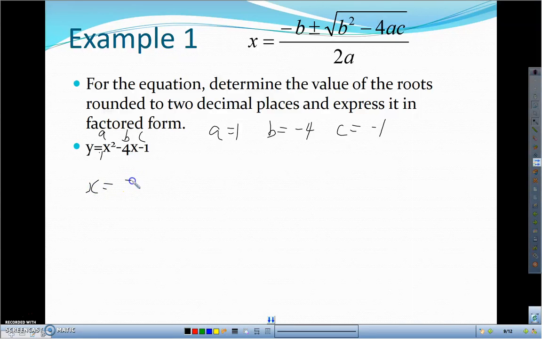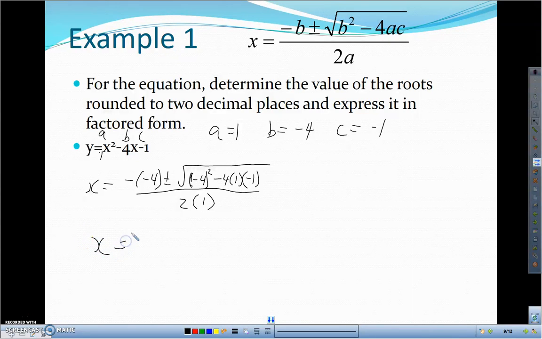X is equal to negative b, which is 4, plus or minus the square root of b squared, which is 16. Now I guess I should be nice for the first time going through this. Negative 4 squared minus 4 times 1, which is a, times c, which is negative 1, and all over 2a, which is going to be 2 times 1. And actually there is a simple way of doing this. What I would do in your situation is I would simplify this and this and this separately, and then I would write it down below.